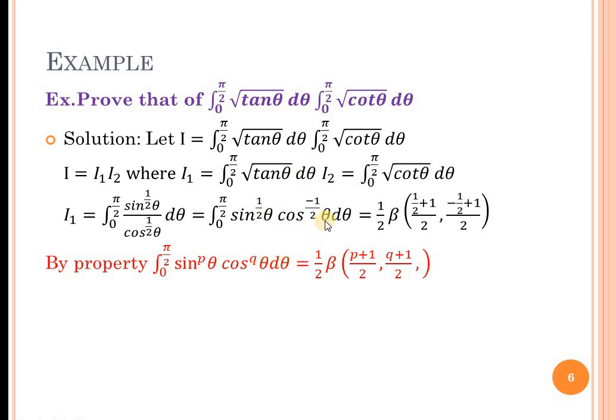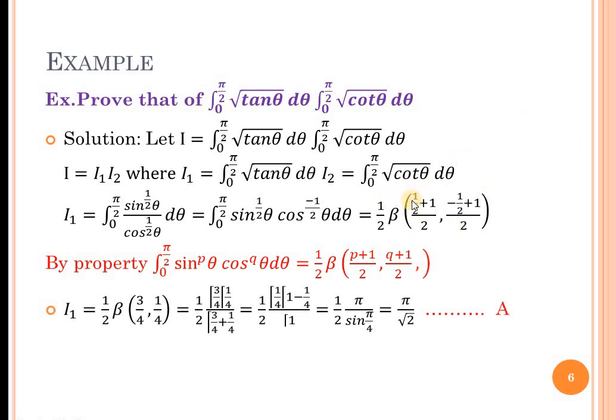So the value of this integration is 1 by 2 times beta of p plus 1 by 2 comma q plus 1 by 2. Here comparing this, the value of p becomes 1 by 2 and q becomes minus 1 by 2. So this value is 1 by 2 times beta of 1 by 2 plus 1 upon 2 comma minus 1 by 2 plus 1 upon 2. If I simplify this, I get 3 by 4 and 1 by 4.